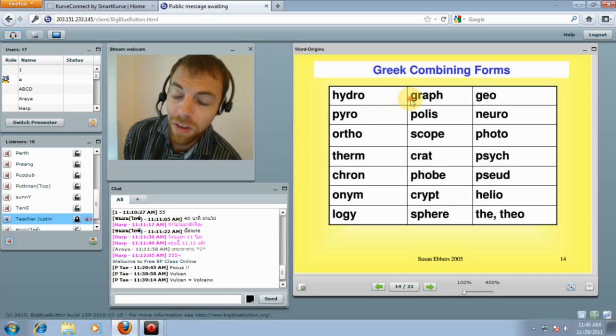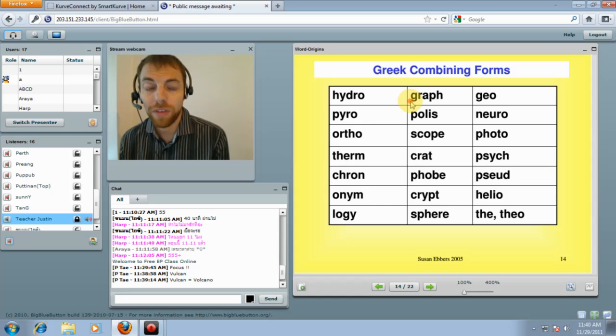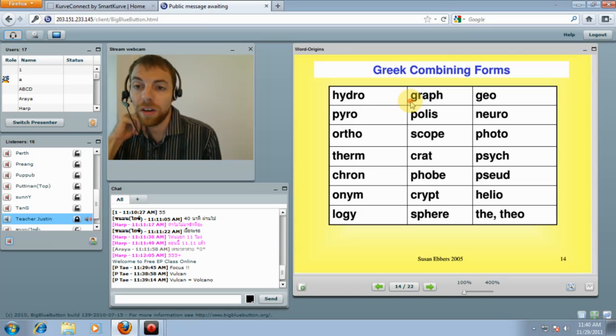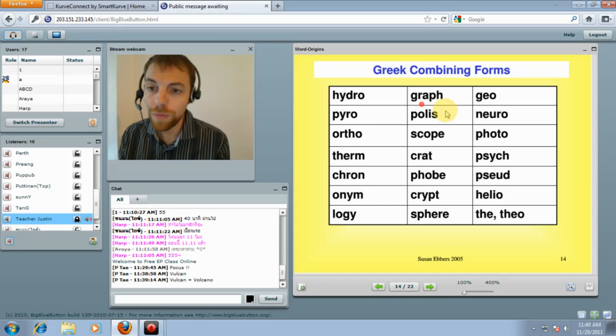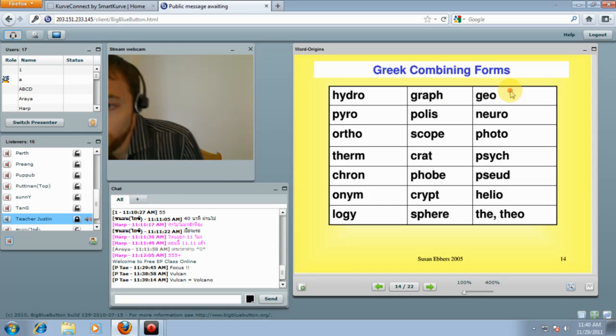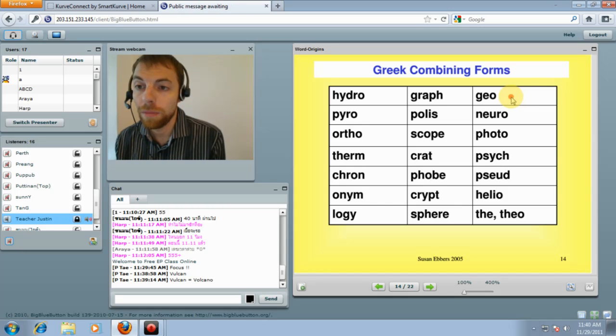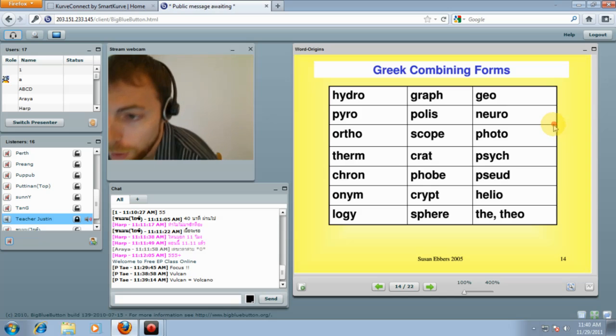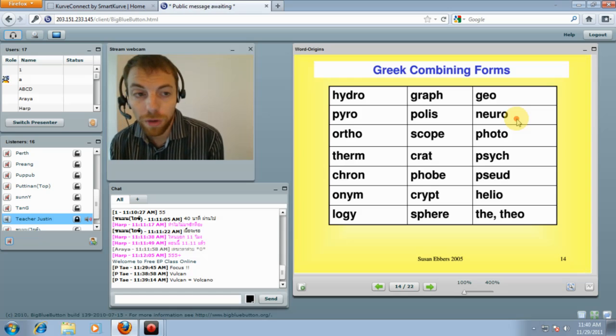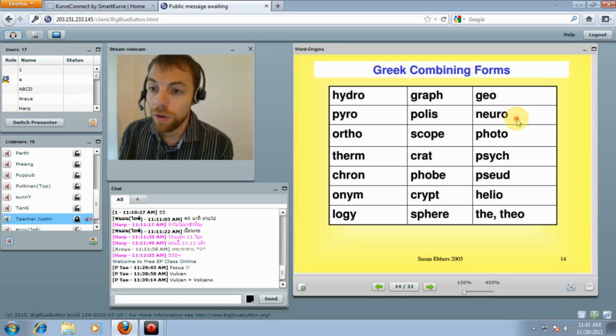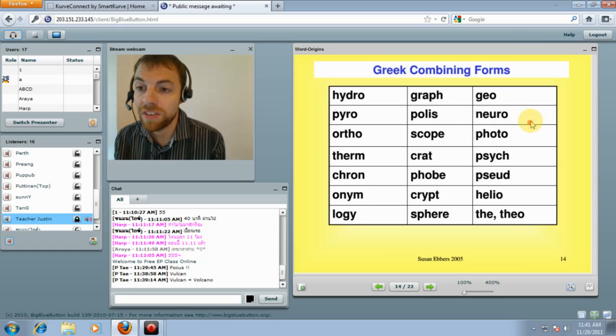Graph. Graph is a very common word. A graph can be a chart, or a picture with information. Geo. Geo means earth. So any word with geo, like geography, is the study of the earth. Geo meaning earth. Let's see. Neuro is about your brain. So neuroscience is the science of the brain.